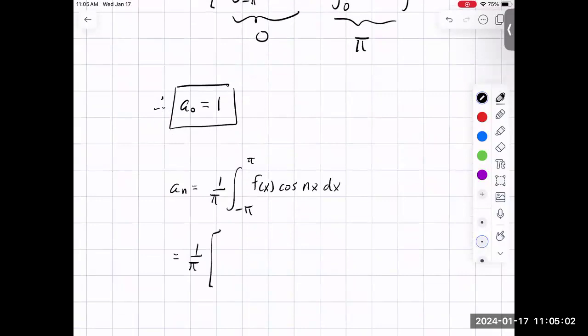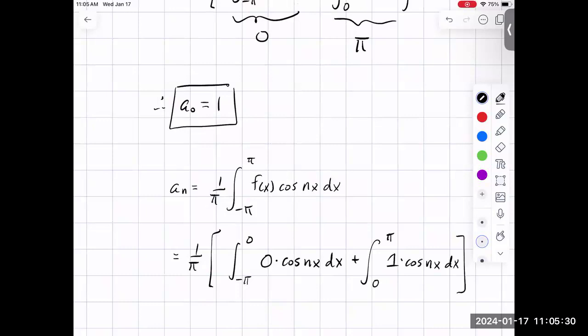Again, we're going to do the piecewise continuous integral, so we'll break it up into two parts, minus pi to 0, where f of x is equal to 0 times cos nx dx, plus 0 to pi. On this part of the interval, the function's equal to 1, and then we have cos nx, and then we integrate. Okay, this part's still 0. It doesn't matter that we're multiplying by cos nx, it still has a 0 out front.